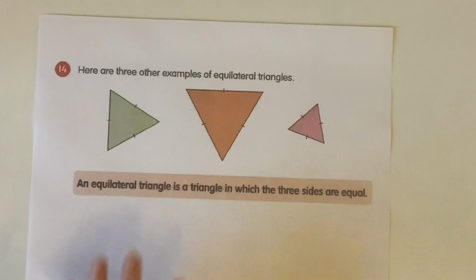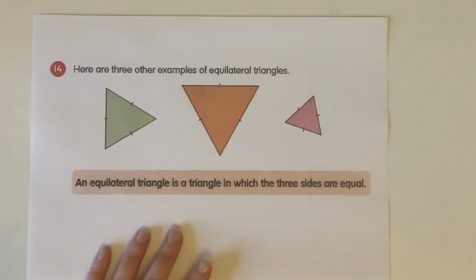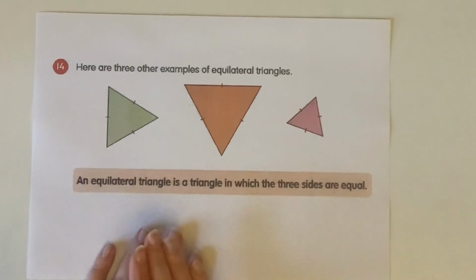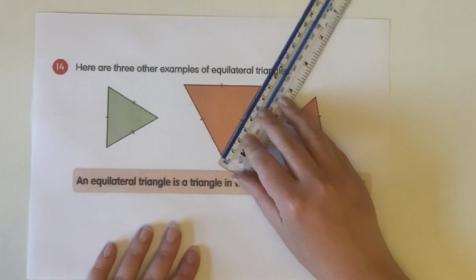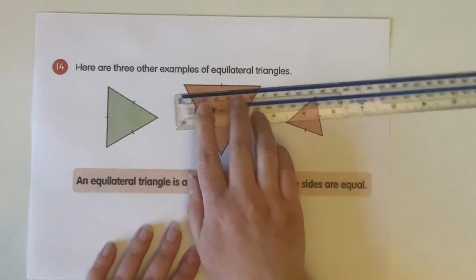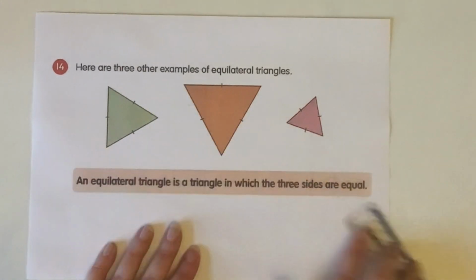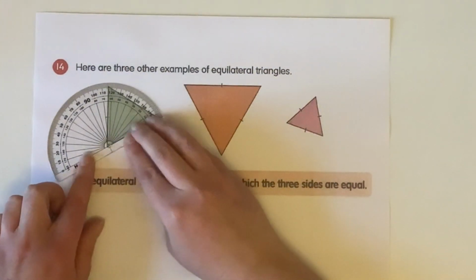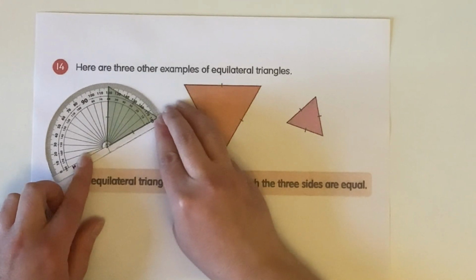Let's look at a few other examples. Once again, all sides are equal. They're just different size triangles. We've got a little triangle and a larger triangle. To double check, I can use my ruler to check that the sides are the same length. So far, yes. And I can also use my protractor to measure the angles of the triangle. So I've got 60 degrees there.